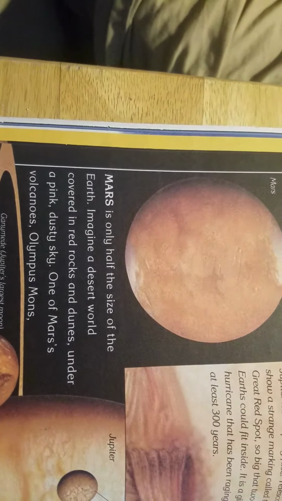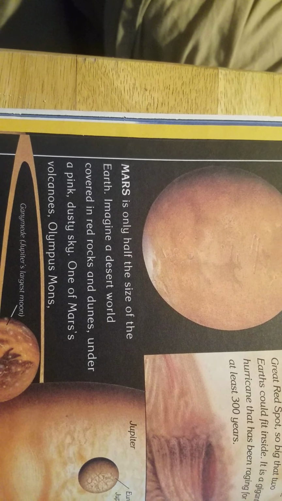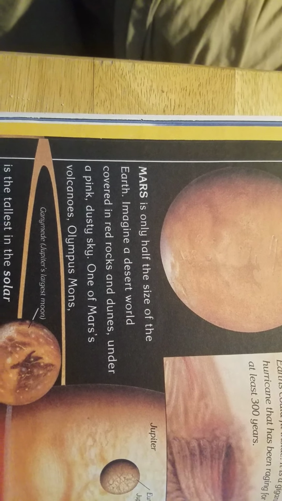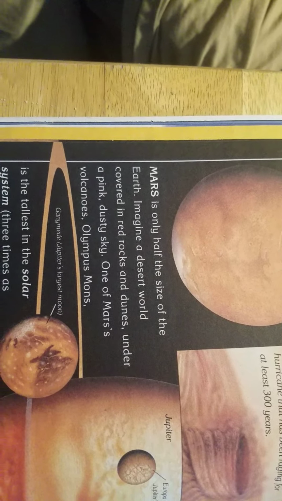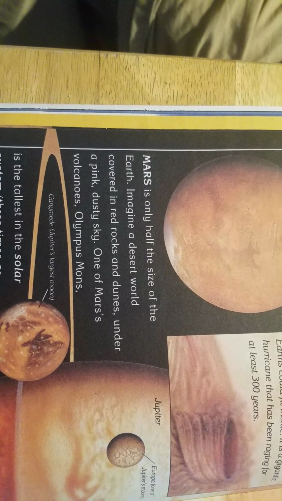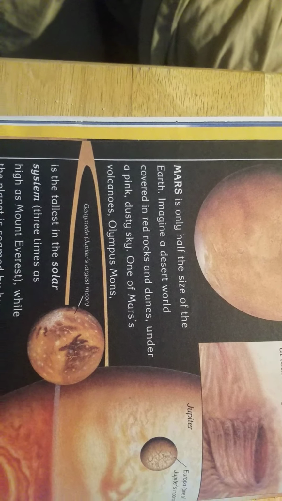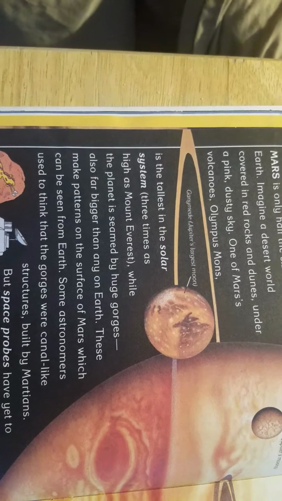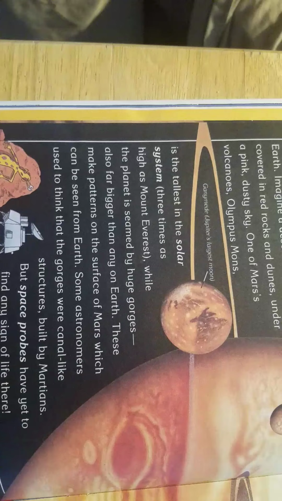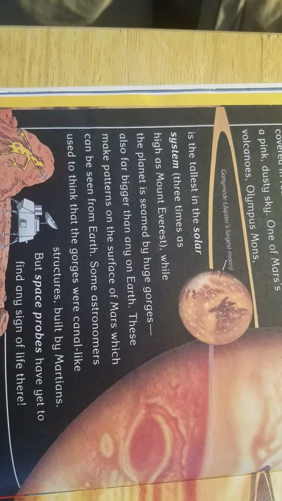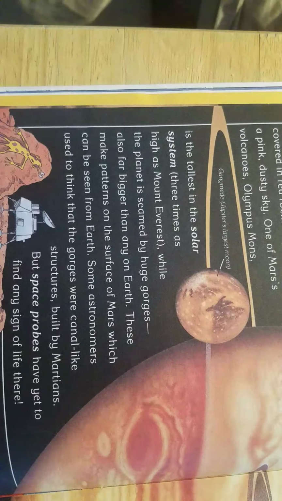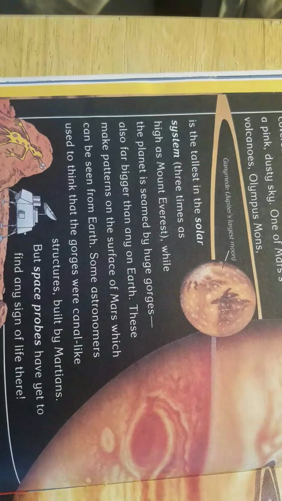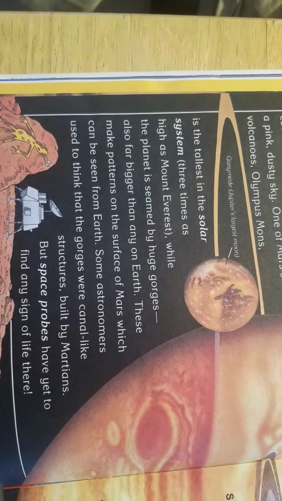Mars. Mars is only half the size of the Earth. Imagine a desert world covered in red rocks and dunes under a pink dusty sky. One of Mars' volcanoes, Olympus Mons, is the tallest in the solar system, 3 times as high as Mount Everest on Earth. While the planet is seamed by huge gorges, all so far bigger than any on Earth, these make patterns on the surface of Mars which can be seen from Earth.